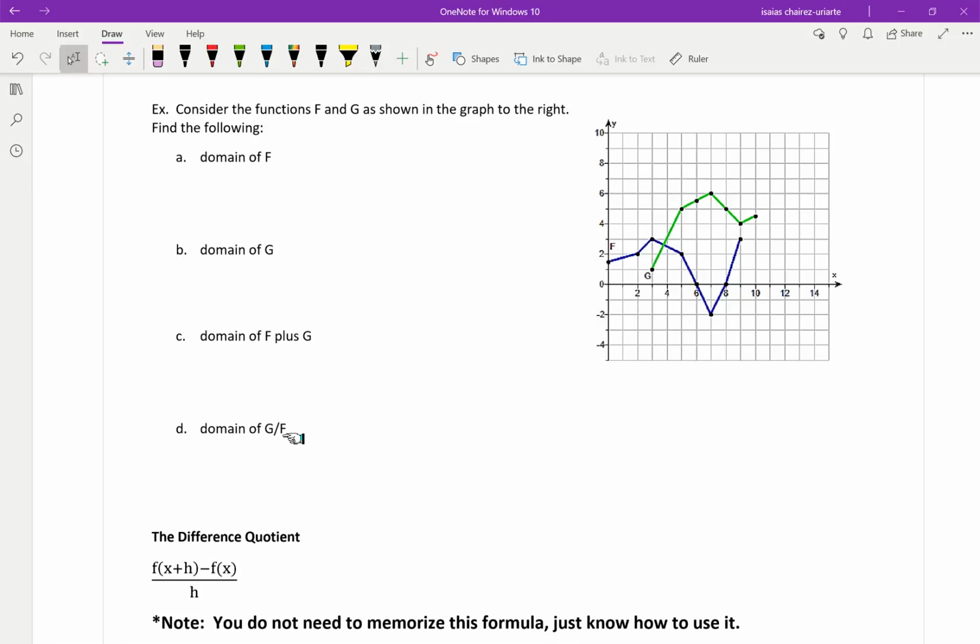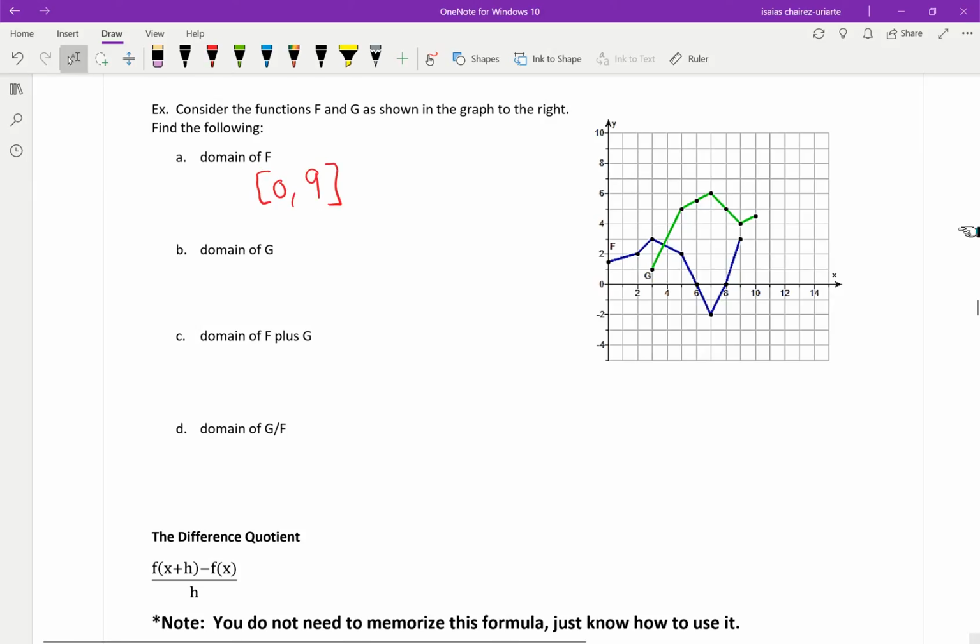Okay, so hopefully you have found all of these domains. Let's compare answers. What's the domain of f? Remember, the domain pertains to x values, so you're thinking left to right. My function f goes as far left as 0 and as far right as 9, and the endpoints are included because they're little solid dots. So I'm going to be using brackets. The domain of f is 0 to 9.